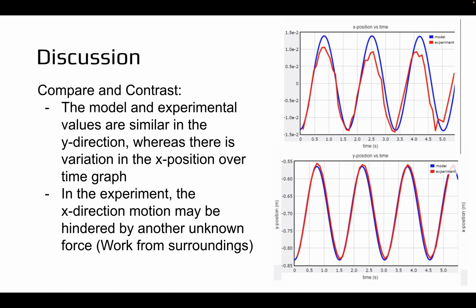So the model and experimental values are similar in the y direction, whereas there's a lot of variation in the x direction over time. In the experiment, the x motion may be hindered by an unknown force, maybe work from the surroundings, which wasn't accounted for. As we stated, there was no surroundings.